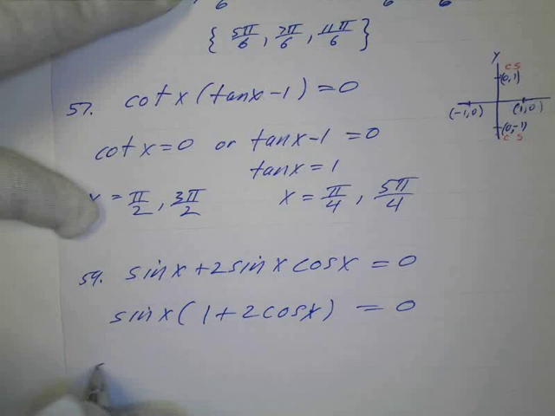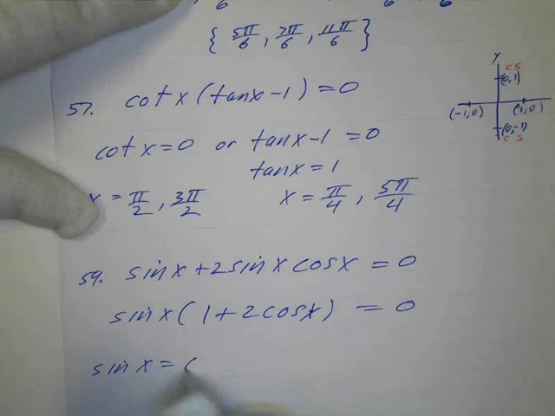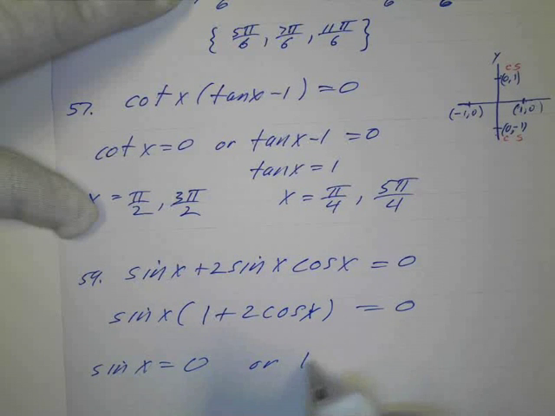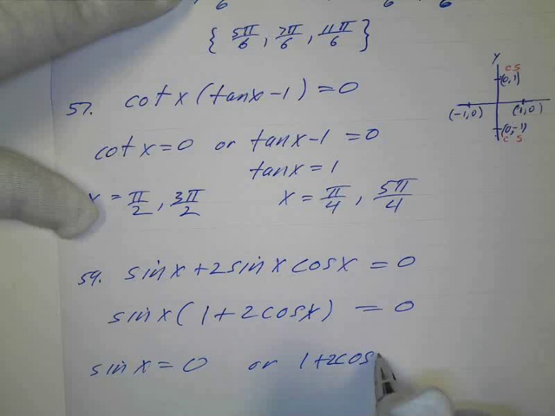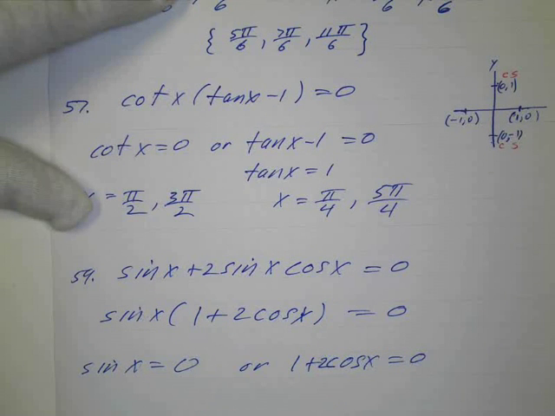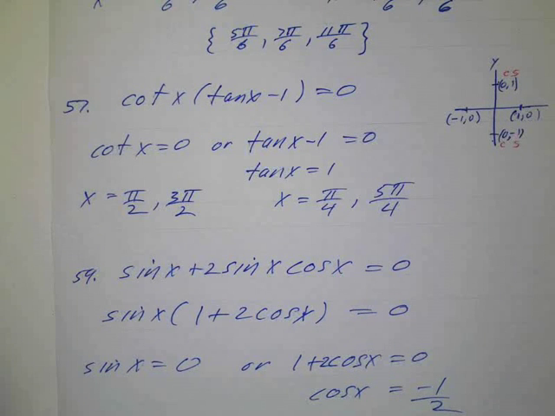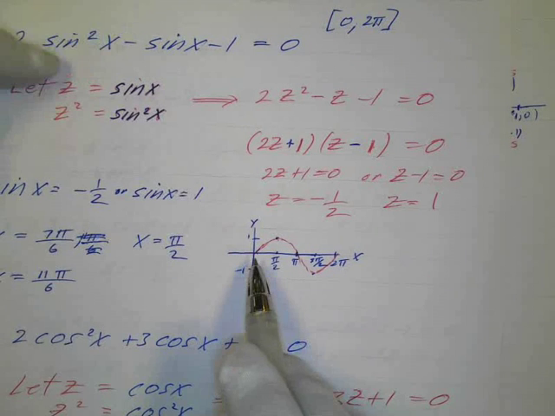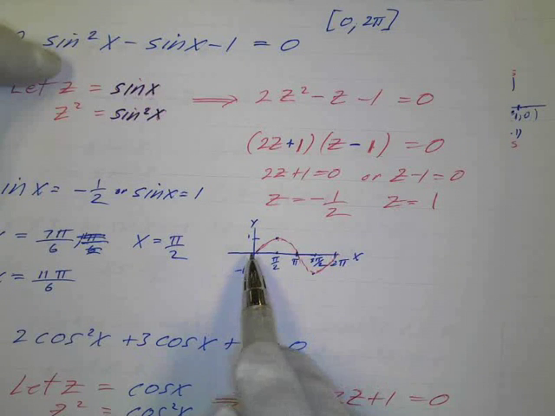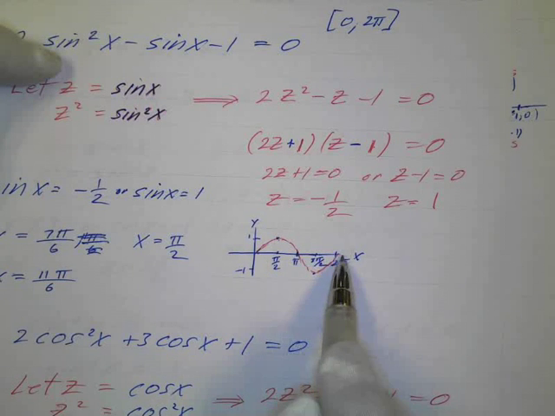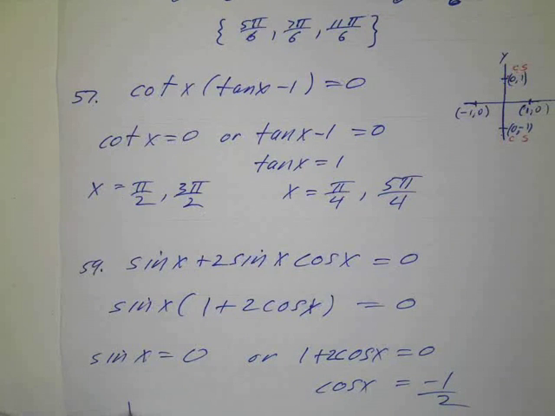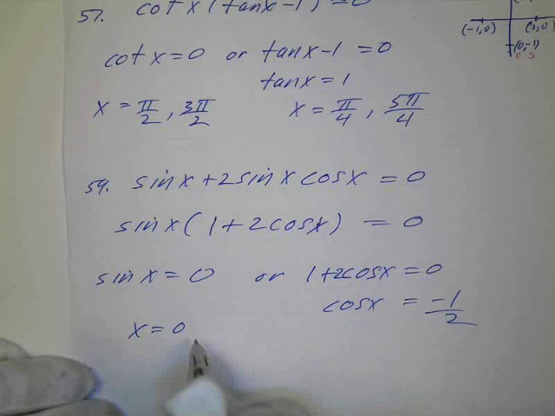So we've got two possibilities here: the sine of x equals 0, or 1 plus 2 cosine of x equals 0. And then if I subtract 1 and divide by 2, this is what we've got. Now I've got my graphs over here. So for the sine of x equals 0, when is the sine of x equal to 0 on this interval? Two places, 0 and pi. Not 2 pi, because that's not in the interval. So x can either equal 0 or pi.